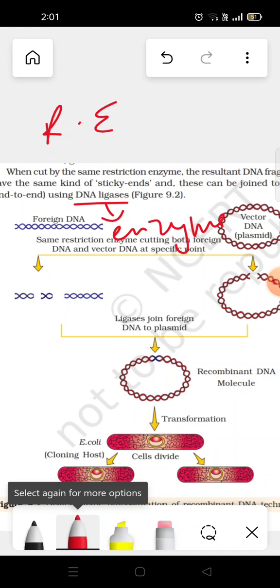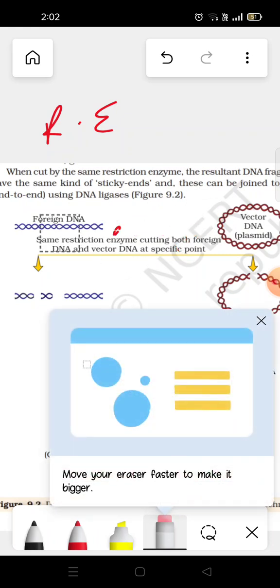Okay, so if we are cutting both the DNA, the foreign DNA and the vector DNA, with the same restriction enzyme, then the resultant DNA fragments will produce the same kinds of sticky ends. And what will it do? It will be very easy to ligate, to join both of the fragments of both different DNAs, foreign DNA and vector DNA, by using the enzyme DNA ligase. It means the DNA ligase enzyme is responsible to ligate or join both of the DNA. Okay, I hope you got it.